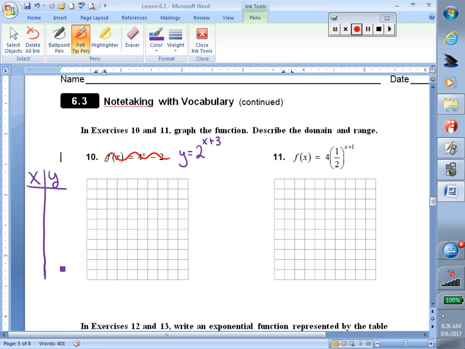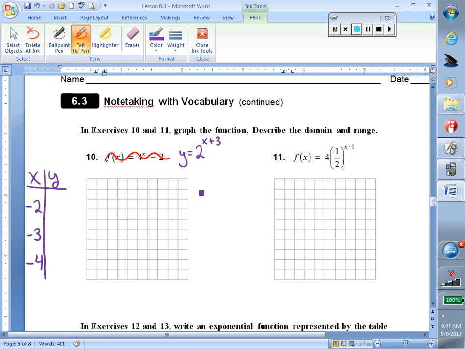But this time I'm going to change up my x values, and we're going to see why in a minute. I'm changing up my x values, so just bear with me. And you'll see why in just a minute, why I changed my x values from negative 1, 0, 1 to negative 2, negative 3, negative 4. So let's go ahead and substitute those in.